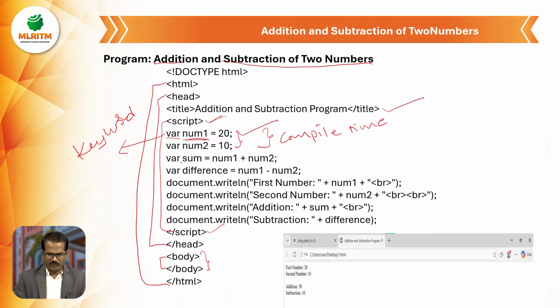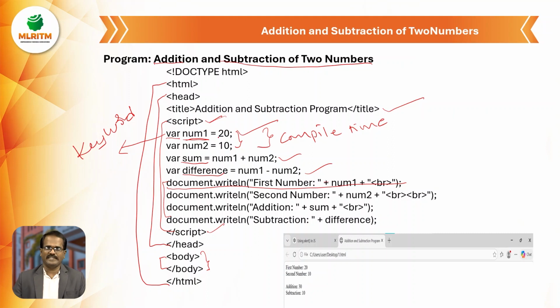After that, I declared one more variable sum, and one more variable difference, for addition and subtraction. After performing these two calculations, I am using four executable statements, that is document.writeln first number plus num1 break. After printing this first number, immediately we place plus, right? Whenever we include this plus, it is a concatenation operator. So this variable is joined to this text. After the execution of this statement, we are able to see the output: first number colon num1.